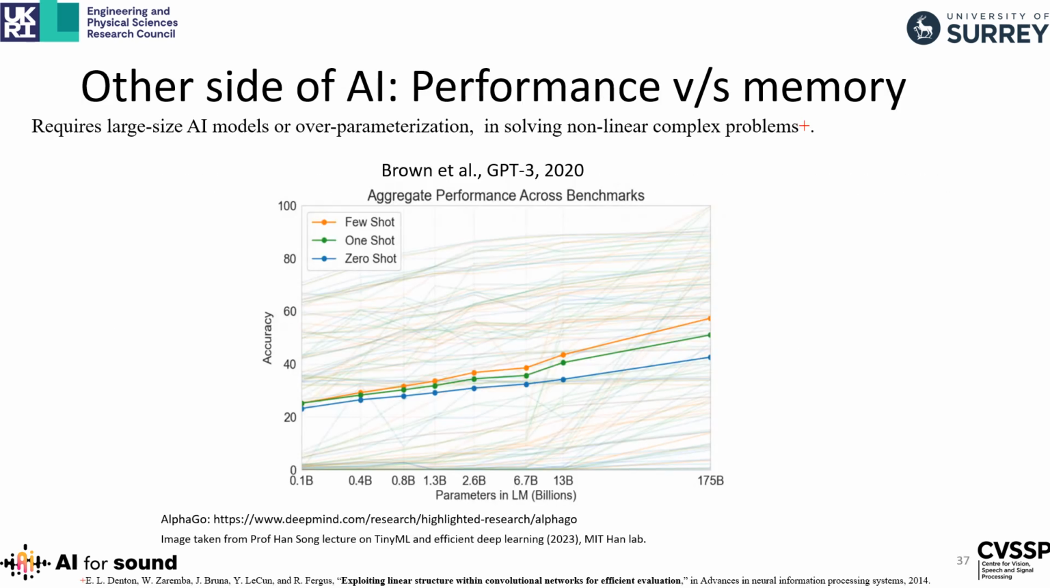Typically, the AI models which are used to solve complex problems require a large amount of memory and a large number of parameters to solve nonlinear complex problems. Just an example is ChatGPT, where the accuracy of the GPT model improves as the number of parameters increases. It has around 150 billion parameters, which takes a huge amount of memory, which is really costly.